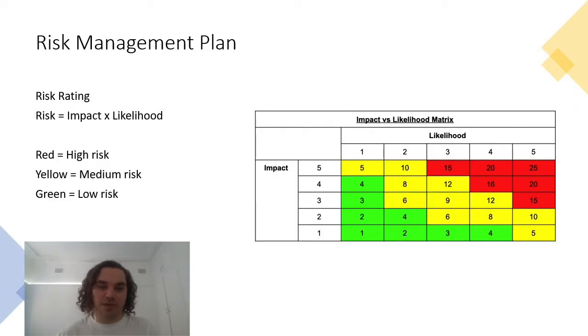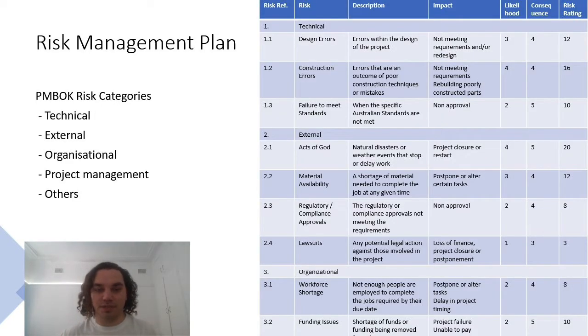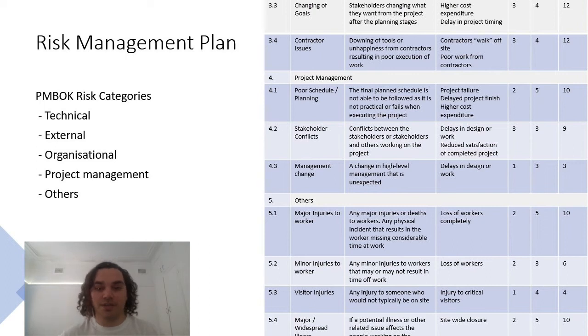For our risk management plan, we identified risks and assessed them on a scale from 1 to 5 for both impact and likelihood, and multiplied these together to give us our risk rating. Each individual risk was organised into 5 main categories of technical, external, organisational, project management and others, according to the PMBOK guide. These risks are then described with their potential impact on the job. This completes the first risk management table that we completed.